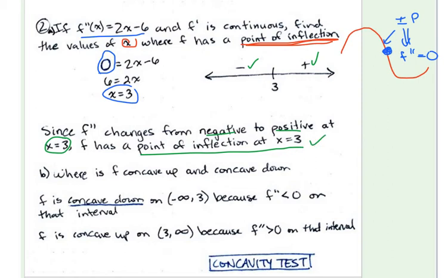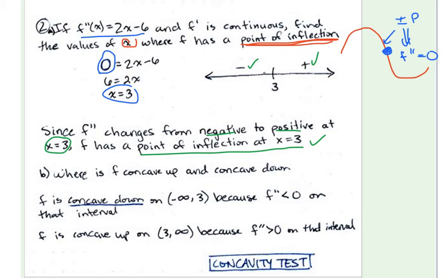In part B, we're asked to find where f is concave up and concave down. Remember, based on the concavity test down here, it is concave up if the second derivative is positive, and it's concave down when the second derivative is negative.